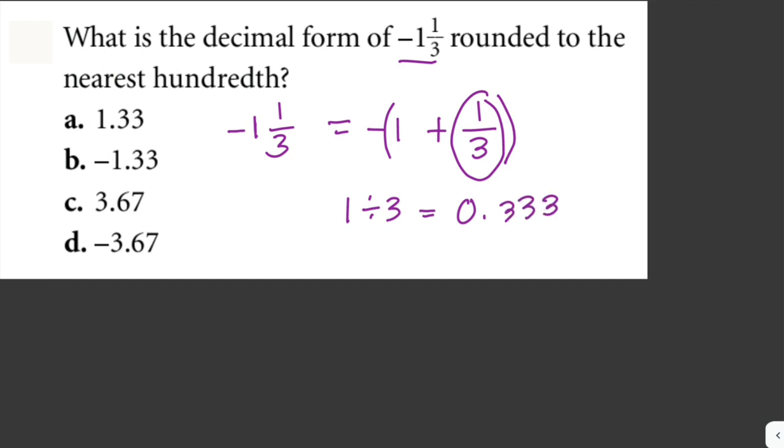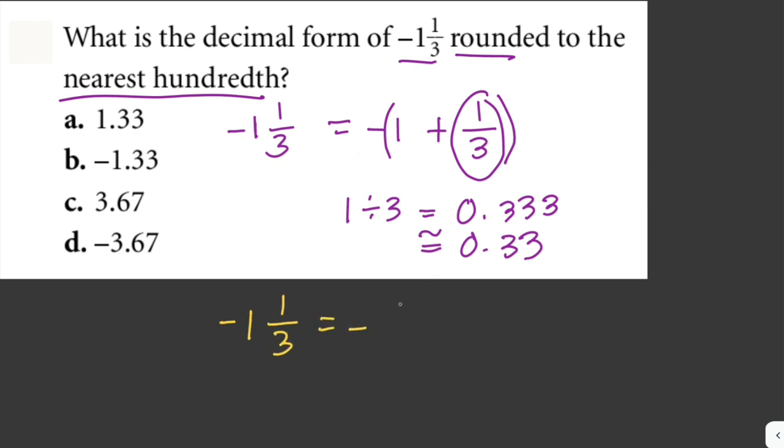0.333. And it says here round to the nearest hundredth. When we say nearest hundredth, it will be 2 decimal places. So this is just approximately equal to 0.33. Therefore, -1 and 1/3 is just equal to -1 plus 0.33, or just equal to -1.33. So the answer here is letter B.